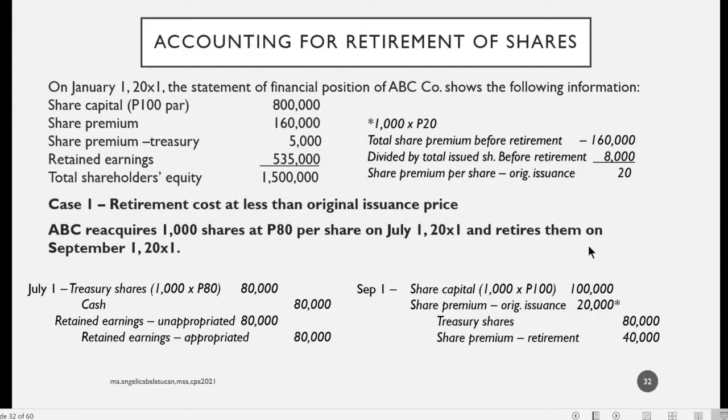Or pwede sa ninyong buhaton is the proportion, 1,000 over 8,000 times 160. And you will get 20,000. Again, 1,000 over 8,000 total number of shares times 160,000. And that would be 20,000 pesos. So, unahon gyud siya og close. Okay, dili ni siya balancing figure ha, nga kung naay kulang, ani na i-charge.